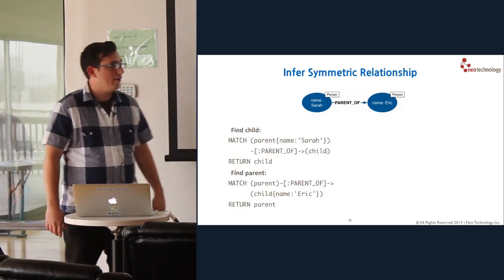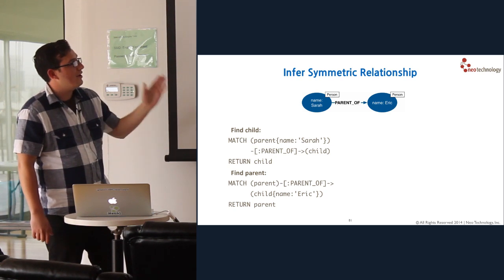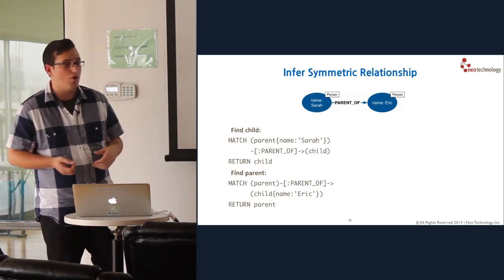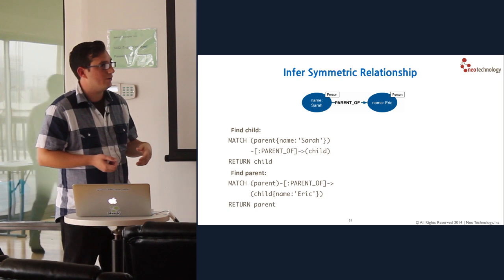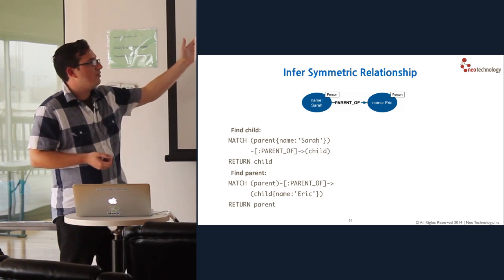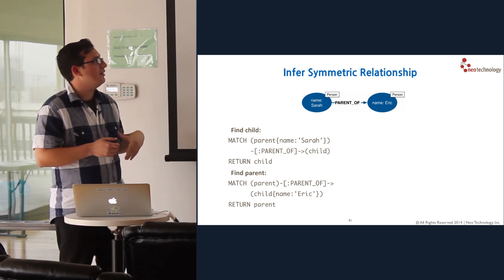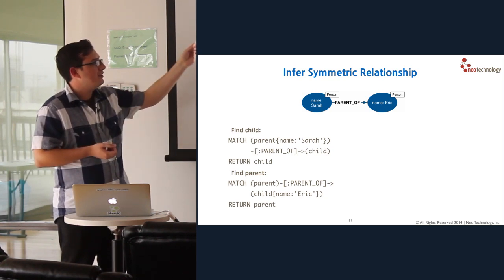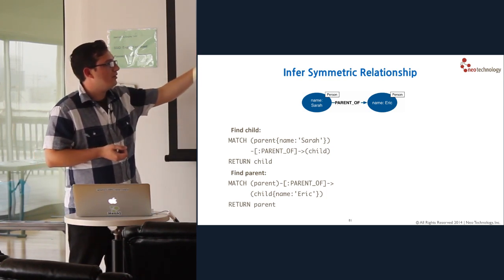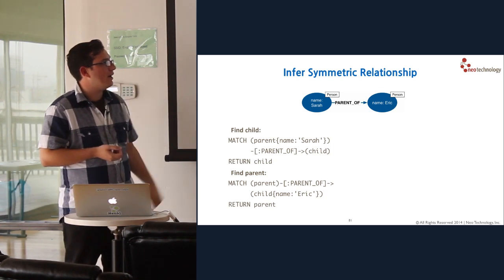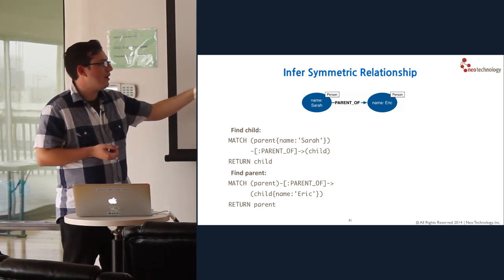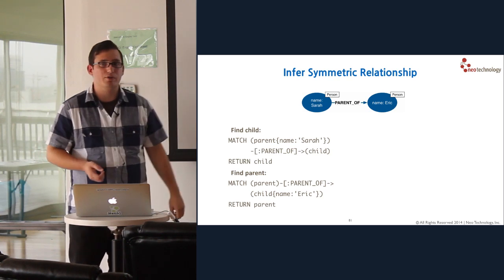And then the Cypher query looks like this. In the case you chose parent of for all of your relationships between people instead of child of, you would then query the same pattern, but you would just return different results. If I wanted to find the child, the match is find Sarah, parent of child, and return child. To find the parent, it's match parent, parent of child, and then just return the parent.